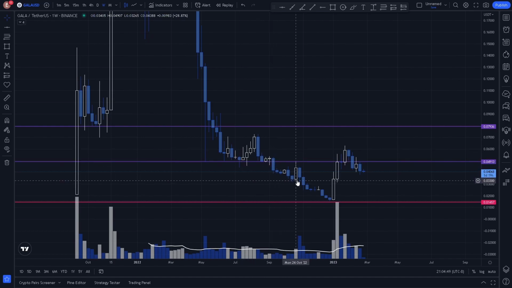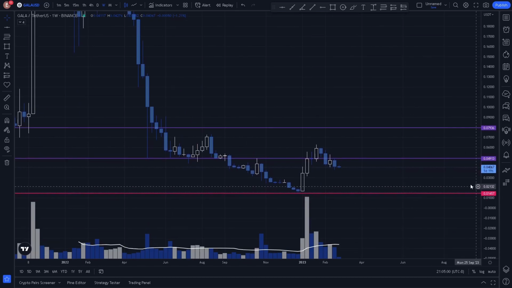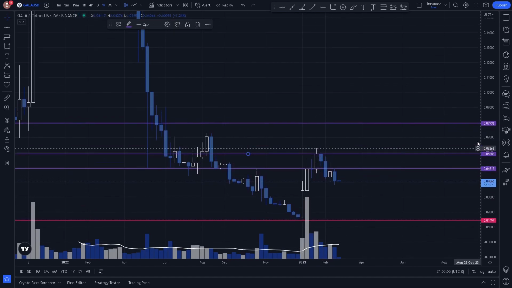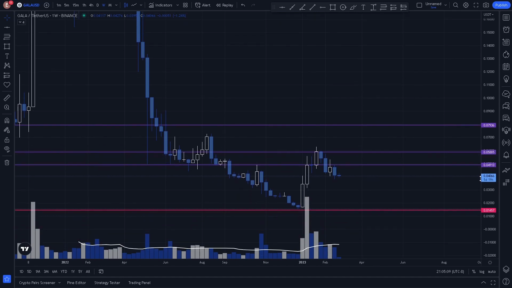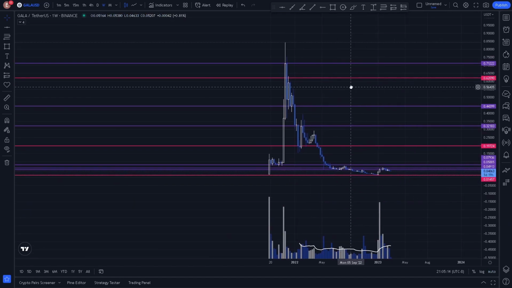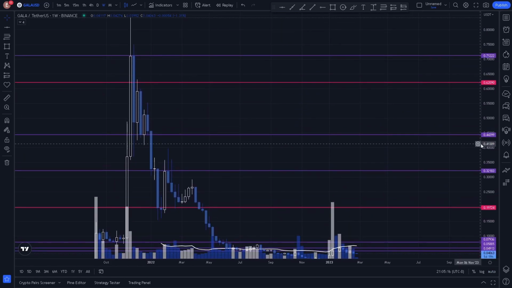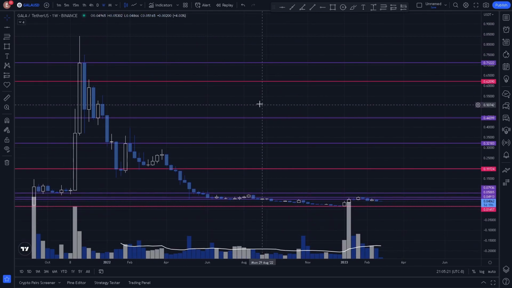Before price broke through, we see a reaction here acting as resistance, and we see reactions here acting as resistance. Now this is the most recent point of resistance, so we can go ahead and plot this on the chart. Now, these are all of our key levels plotted on the weekly and monthly charts.